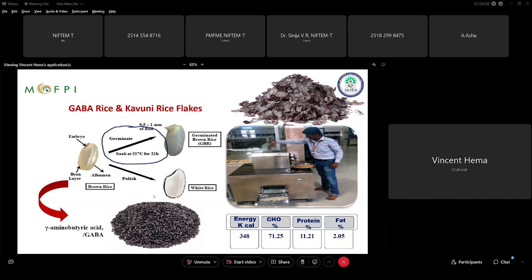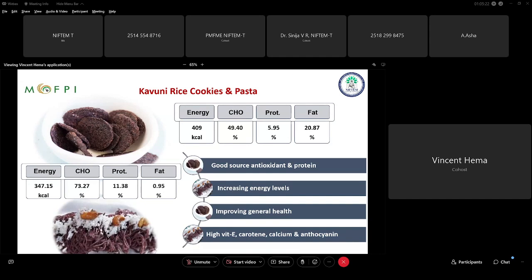These GABA rice can also be produced from our traditional popular rices like Navara rice and Kauni rice, kind of pigmented rice. So that we are able to get this gamma-aminobutyric acid functional component and stress-releasing components. It helps us to improve the serotonin hormone, which helps memory power and stress relief.